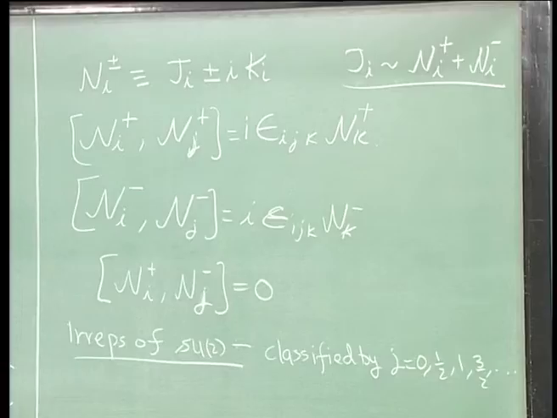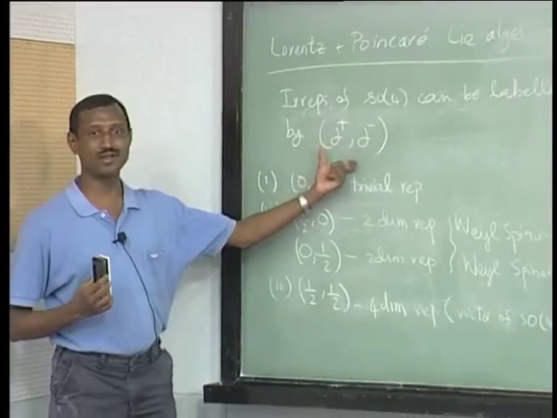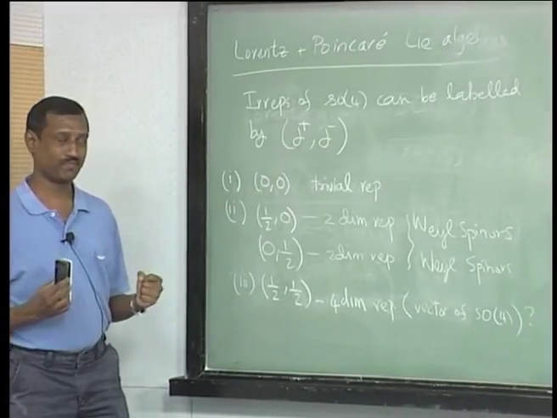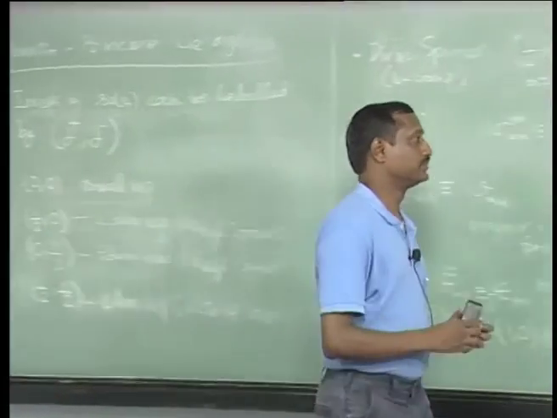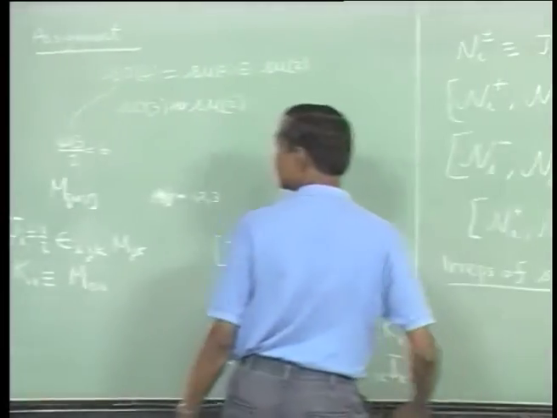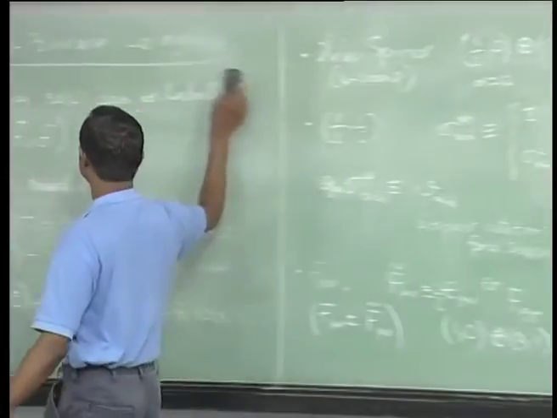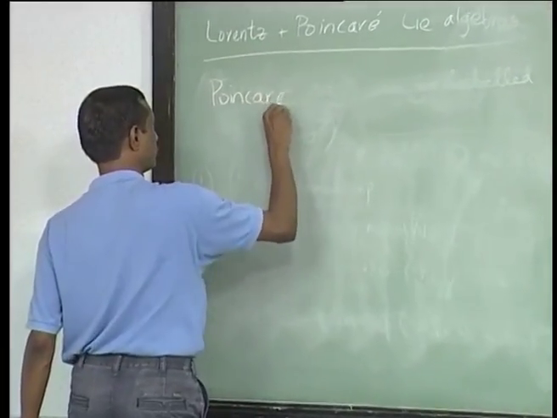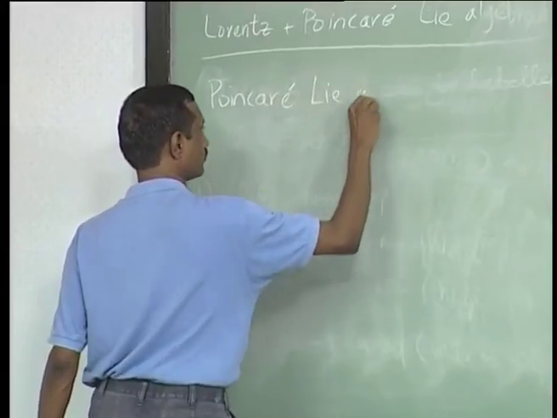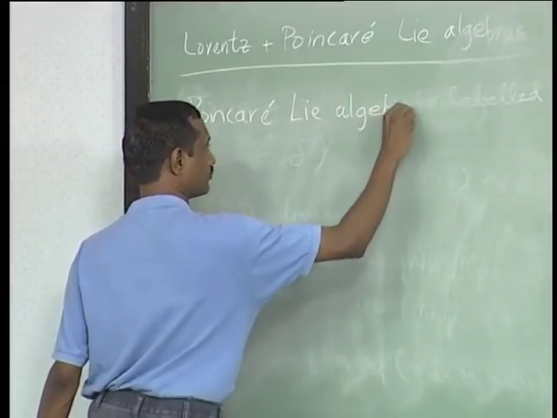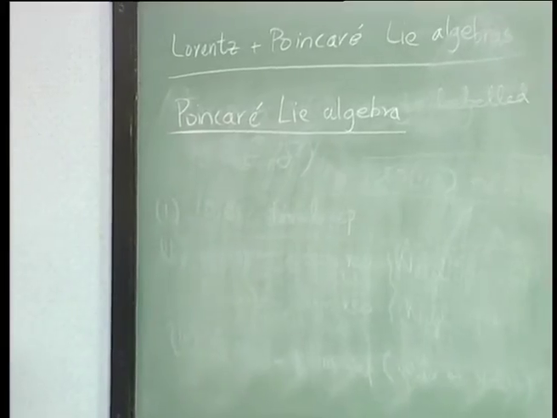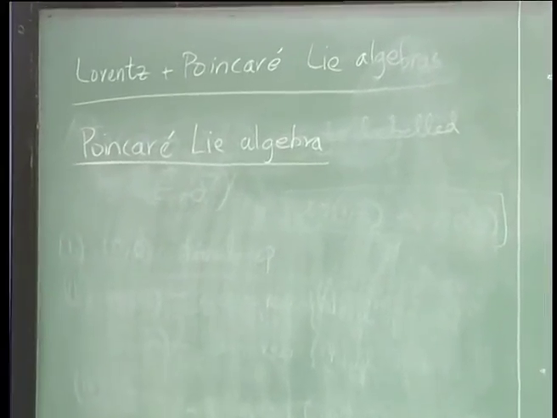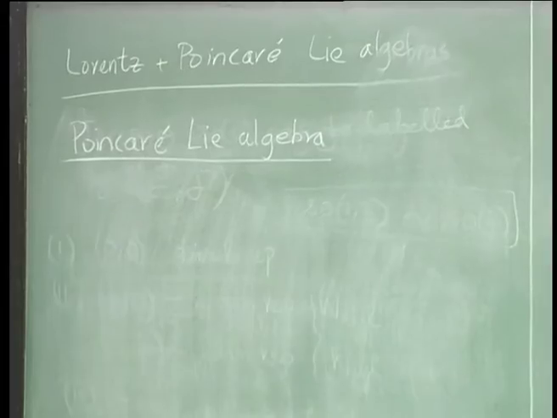So this is all I wanted to say about the Lorentz group. We have seen that all irreps can be written in this form. So let us now look at the Poincare group. It is a 10 dimensional thing. To the Lorentz generators M mu nu, we need to add the translations.